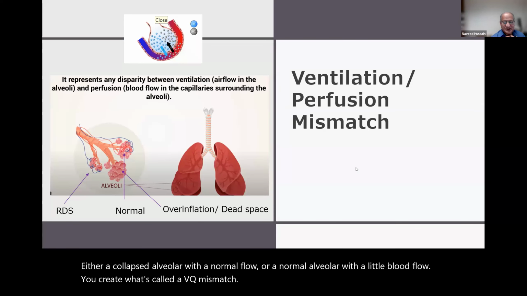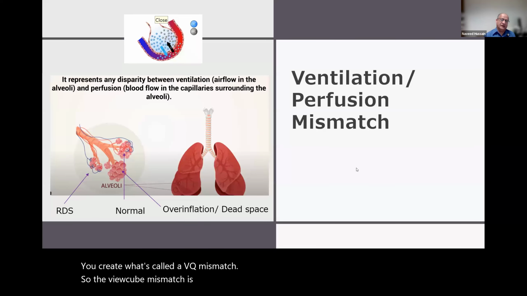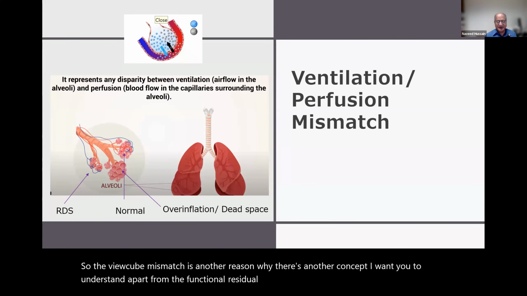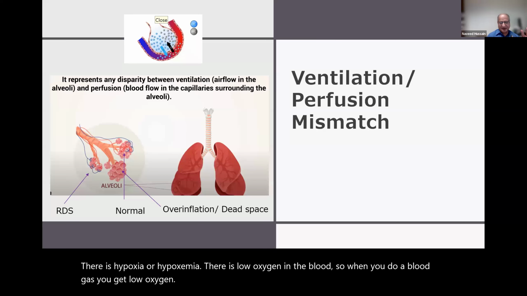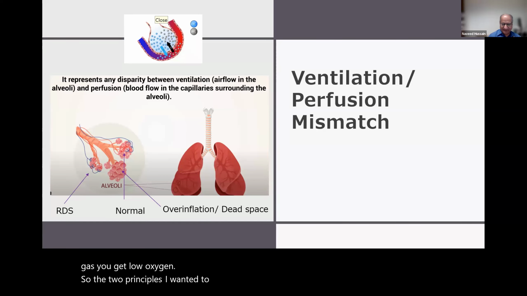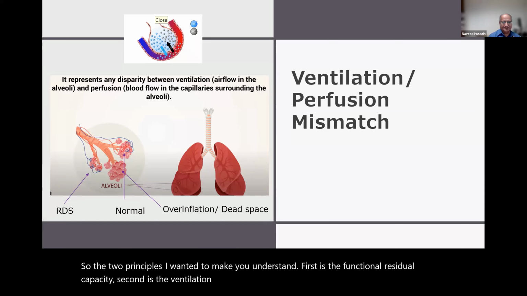So the VQ mismatch is another reason why there's another concept I want you to understand, apart from the functional residual capacity. When VQ mismatch occurs, there is hypoxia or hypoxemia. There's low oxygen in the blood. So when you do a blood gas, you get low oxygen. So the two principles I wanted to make you understand: first is the functional residual capacity, second is the ventilation perfusion mismatch.